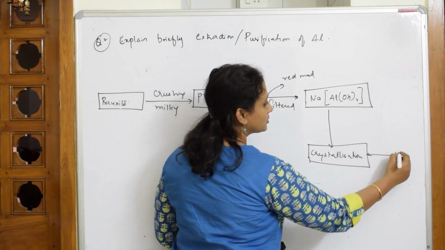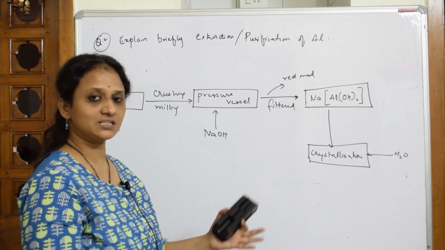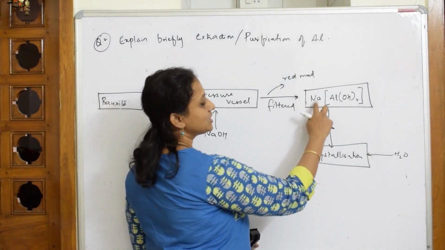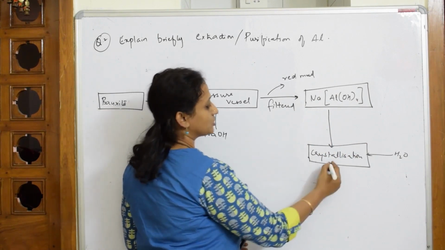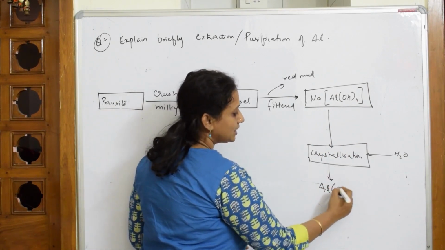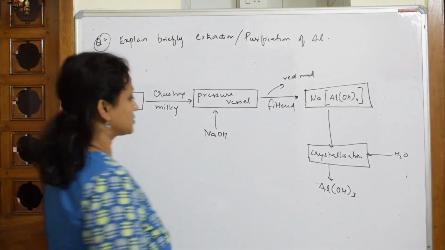During crystallization, what happens? You're infusing water into this, so that complex breaks up, or divides into two particles, because your Na is out and your aluminium hydroxide forms a separate complex. So during crystallization, Al(OH)3 is obtained. Done.